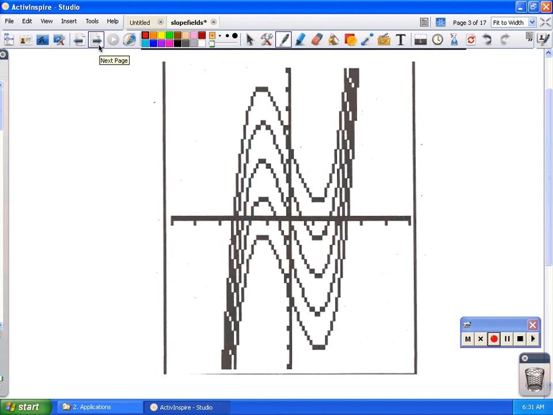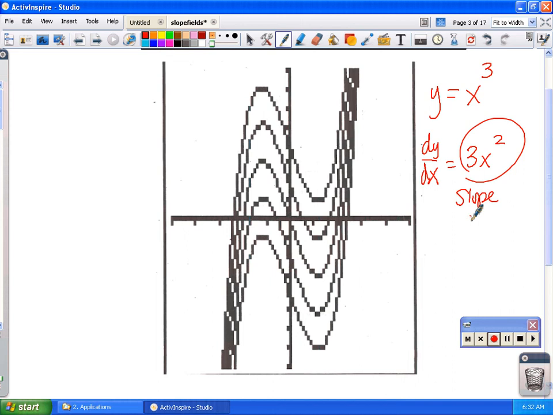Here's another example of a kind of a slope field. In this case, I have a family of functions. I have a family of cubic functions, and they all share the same derivative. So a cubic function would be something like y equal to x cubed. So I'm going to go at this a little bit backwards to give you an idea of what's going on. The derivative of x cubed, dy dx, is equal to 3x squared. So remember from the beginning of the course, a derivative is simply a slope generator.